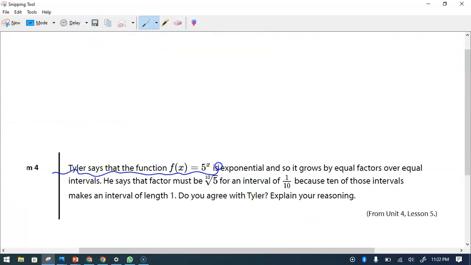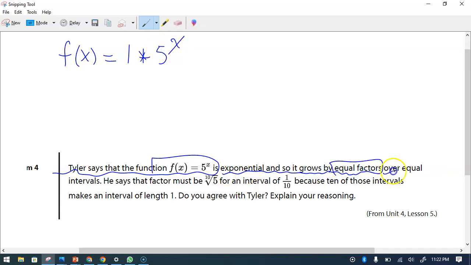Tyler says this expression. Now look at this expression. The moment I see this, what I'm going to write is f(x), there's no number before the exponential part, so it's 1 times 5 raised to x, right? It is an exponential function, and so it grows by equal factors over equal intervals. He says that the factor for an interval of 1/10 is the 10th root of 5, because 10 of those intervals makes an interval of 1. I want you to stop the video for a while and think: do you agree with Tyler? See if you can do it by yourself.